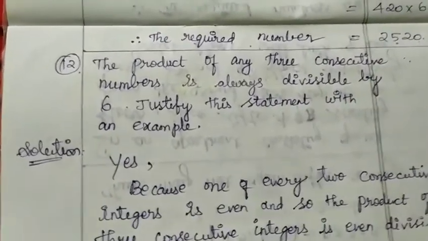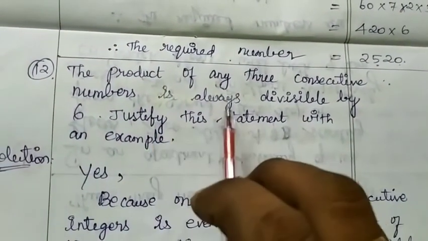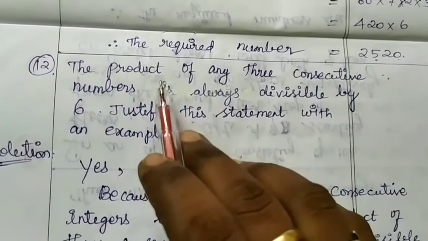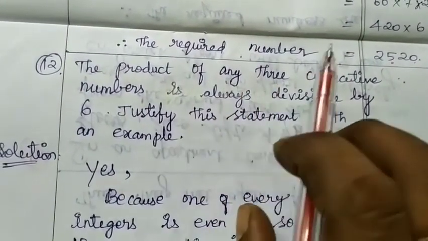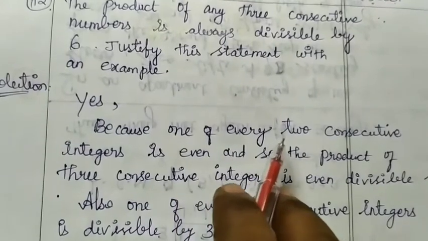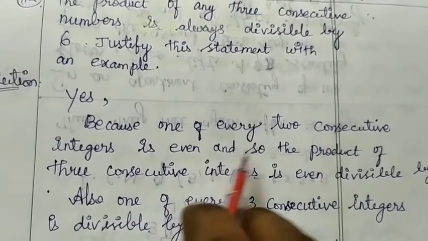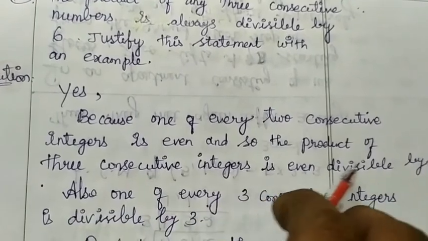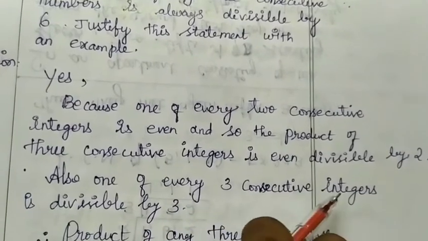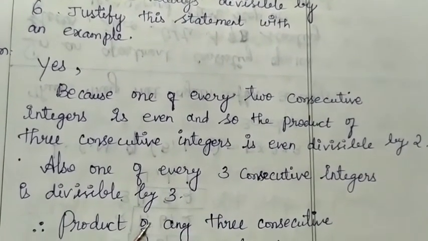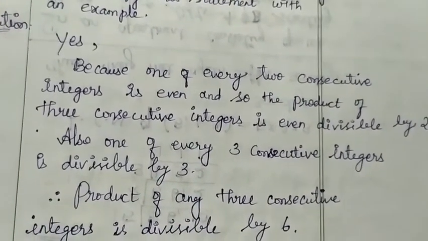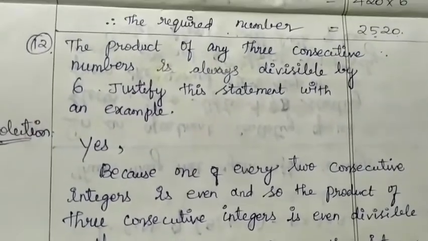12th question. The product of any three consecutive numbers is always divisible by 6. Okay, justify this statement with an example. The product means multiplication. Yes, the statement is correct, because one of every two consecutive integers is even, so the product of three consecutive integers is divisible by 2. Also one of every three consecutive integers is divisible by 3. Okay, so the product of any three consecutive integers is divisible by 6. Okay, can you understand this question?